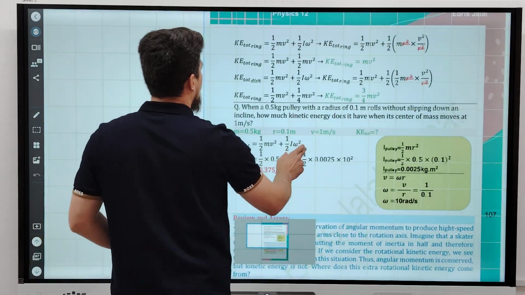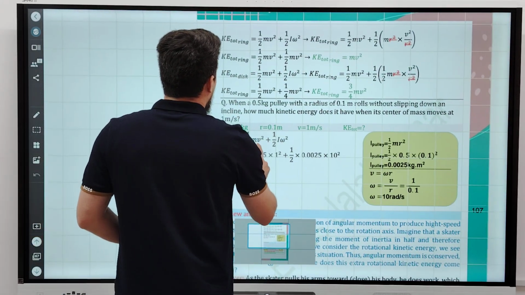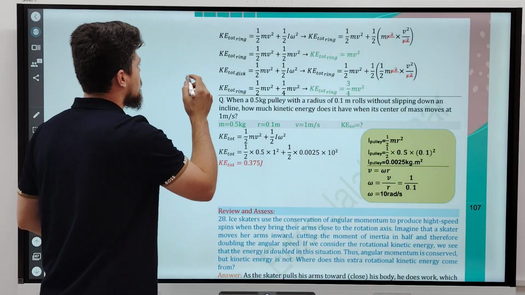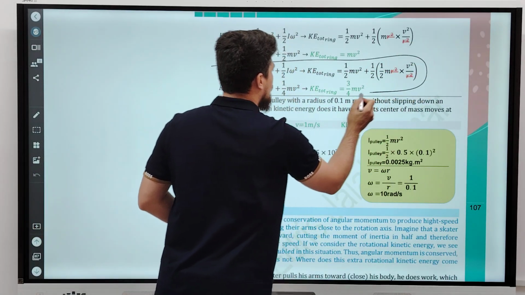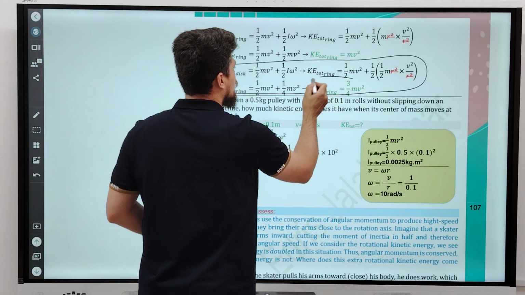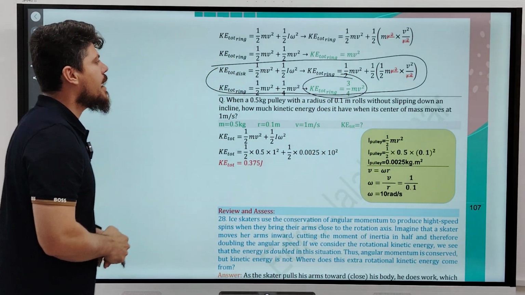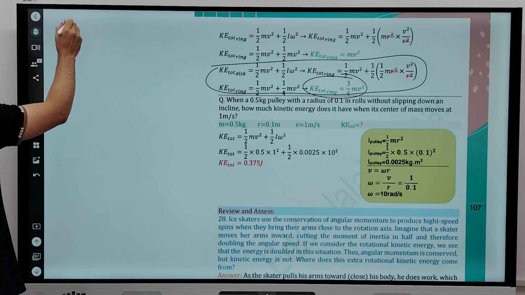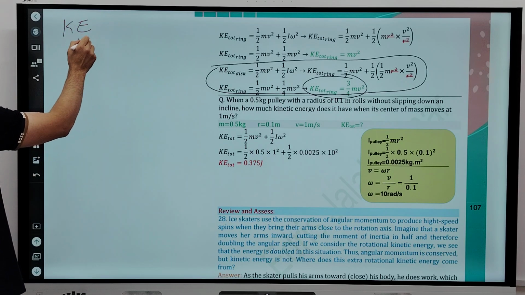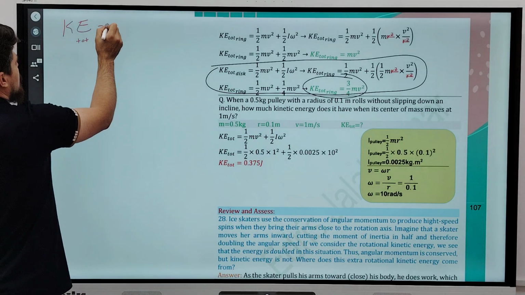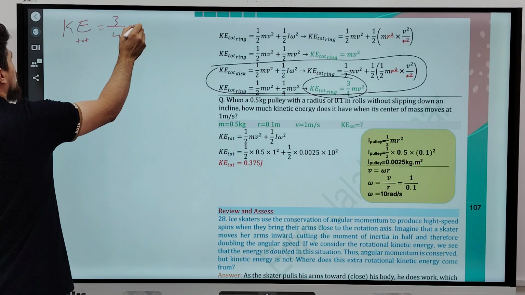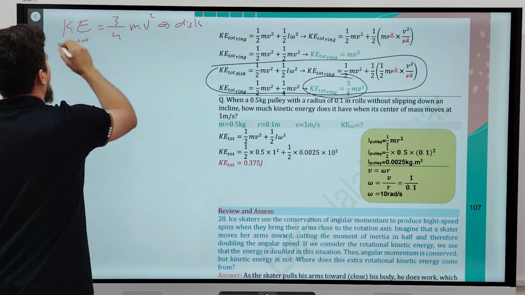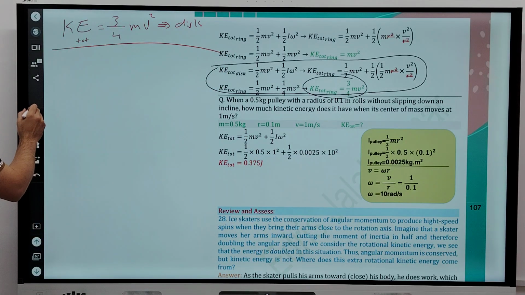Look. This is the total kinetic energy for a disc. The total kinetic energy for a disc is equal to 3 over 4 mv squared. Now I'm going to prove this equation. This is the total kinetic energy, equal to 3 over 4 mv squared, for a disc. Okay, how can we get this value?